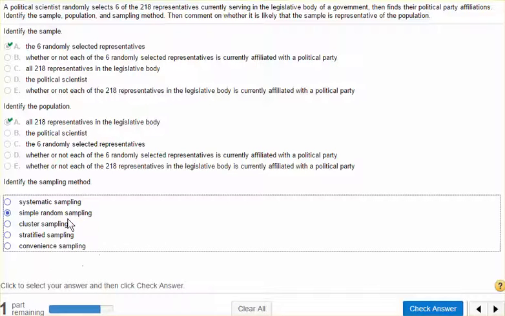These other types, systematic would be like if we choose every 10th one. Cluster and stratified is when we're looking at groups within the population, and convenience is when we just pick, let's say, the first 6 of them that come into work each day. So make sure that you read in your textbook all of those different ways that you can choose and be familiar when you go about doing your homework and the quiz and the test on this section.